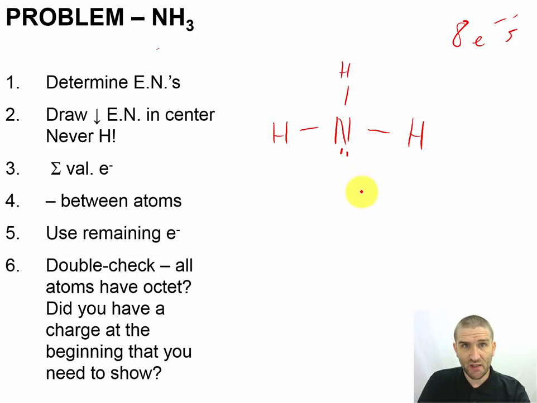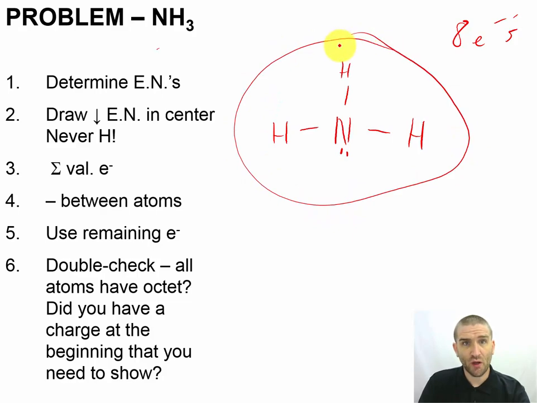And then we're going to check our octets. Hydrogen caps out at a duet, so it's full. Same with all of the others. Now this nitrogen has 2, 4, 6, 8. Its octet rule is filled. And so this will be our structure for ammonia in terms of Lewis structures. Now for three-dimensional structures, things are going to be more complicated than that.